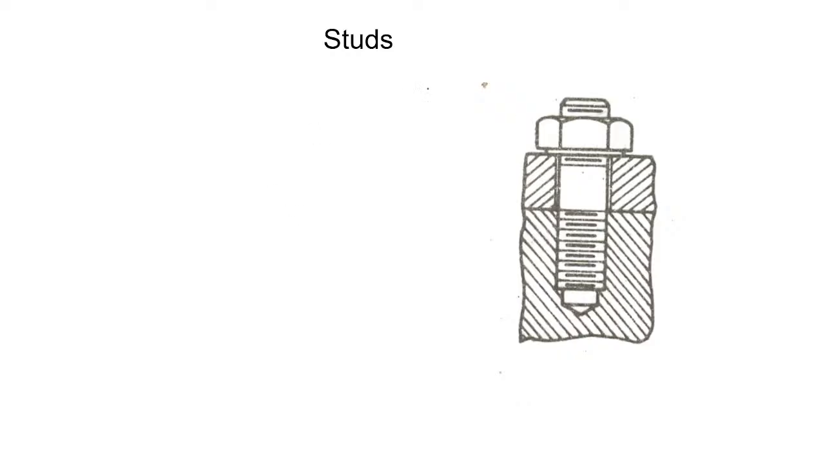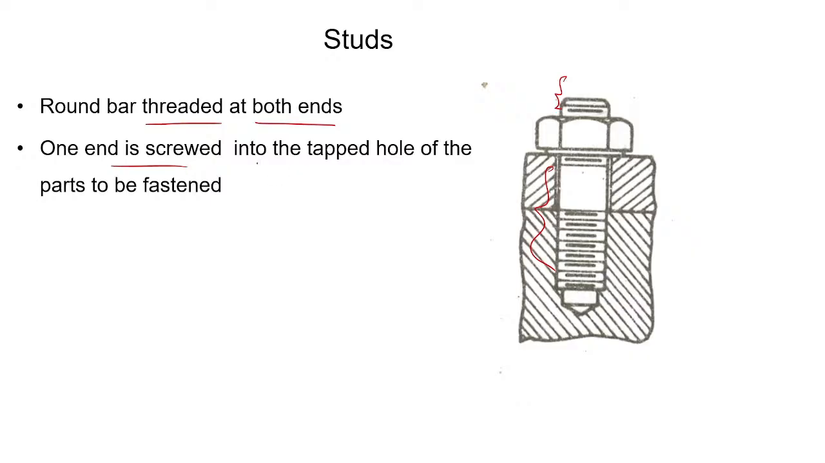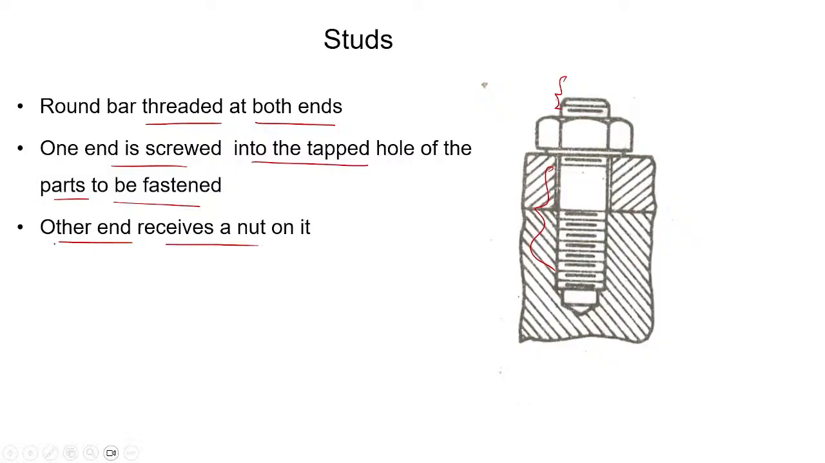Next is the stud. A stud basically consists of a threaded portion on both sides, on the top side as well as on the bottom side. It is a rounded threaded bar at both ends. One end is screwed into a tapped hole of the parts to be fastened, and the other end receives a nut.